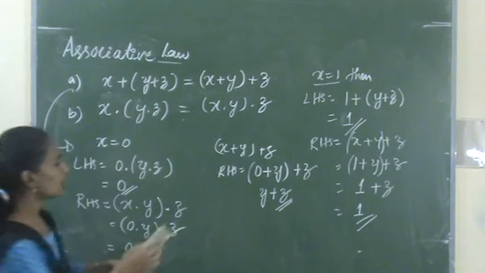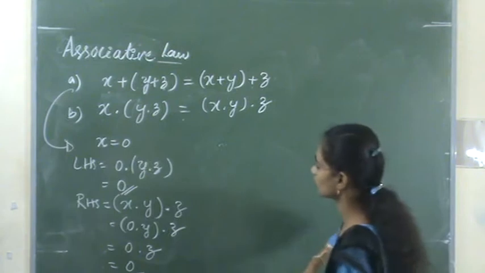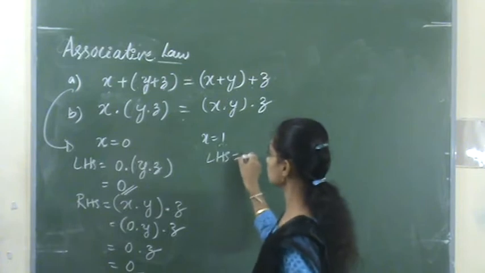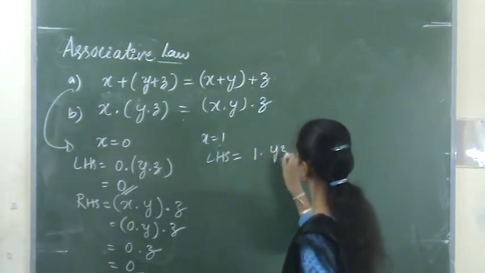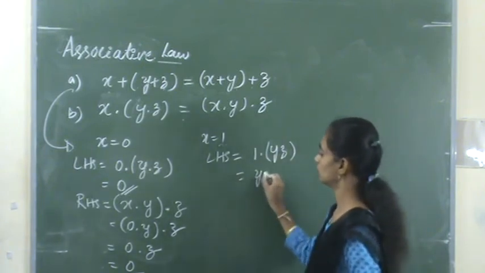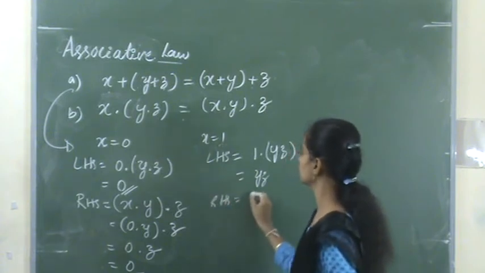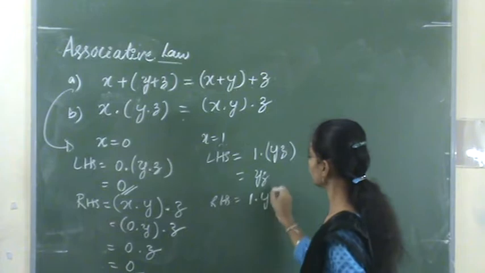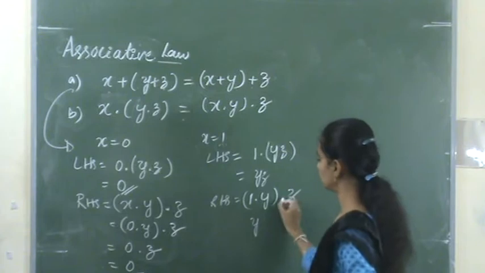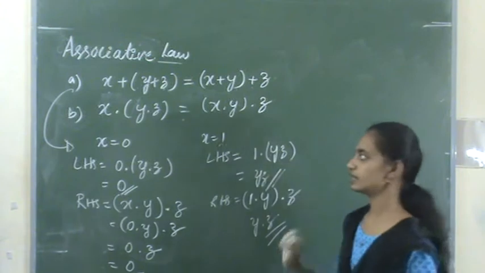Okay. The same if we provide X value as 1. So X value is equal to 1. The LHS is 1 into (Y·Z), right? So 1 into anything gives the variable itself. If I take RHS, 1 into Y into Z. So 1 into Y is Y, the remaining is Z. So we get both LHS and RHS are equal.